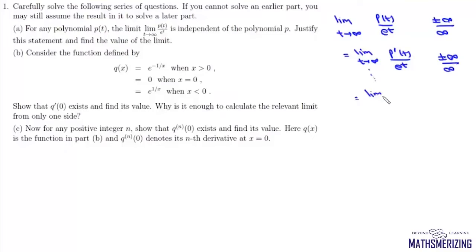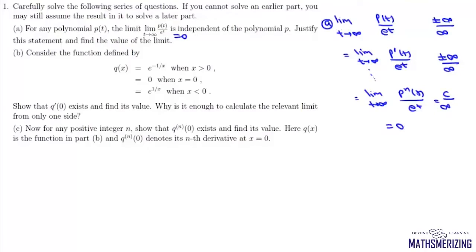We can keep using L'Hopital's rule till we differentiate this function n times, which is the degree of this polynomial. And if we differentiate this polynomial up to its degree, then it'll be some constant upon infinite, and any constant upon infinite is simply 0. So this statement is true and the value of this limit is simply 0. So that's your part A.